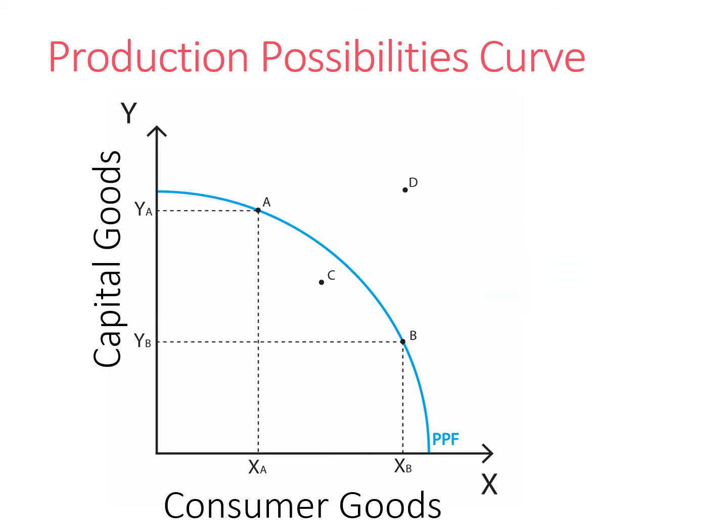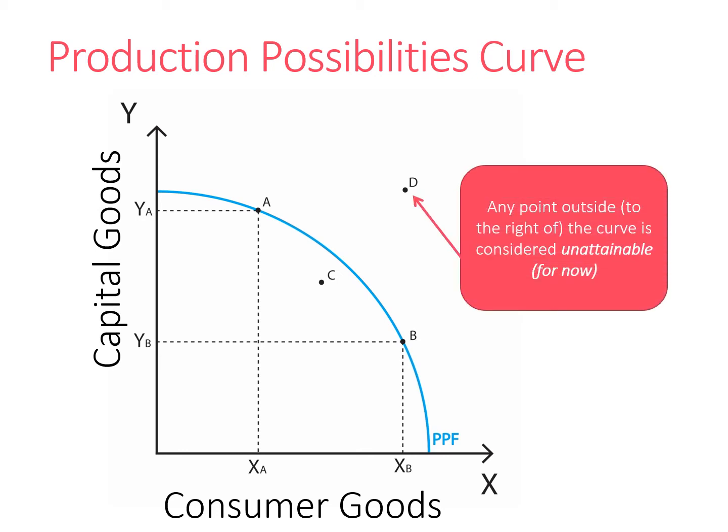Now, the last one here, you'll notice point D is floating out there all in outer space by itself. Point D, or any point to the outside of the production possibilities curve, is considered unattainable for now, which simply means that we don't have enough resources, based on current technology or just based on resources available, to produce at level YD or at level XD.